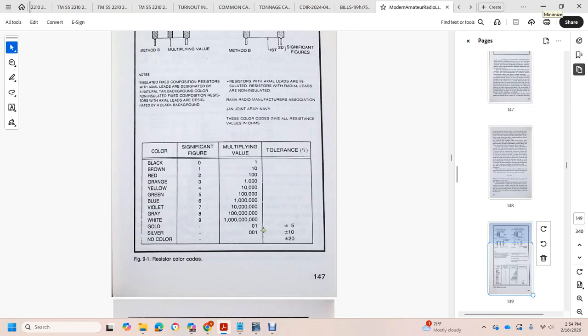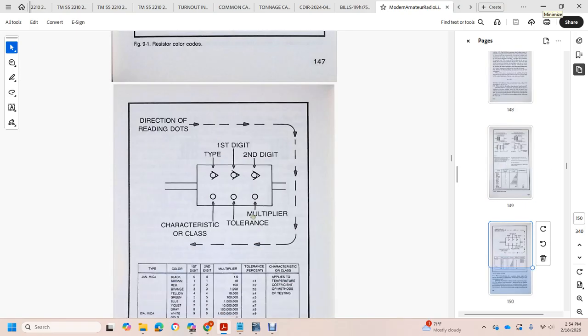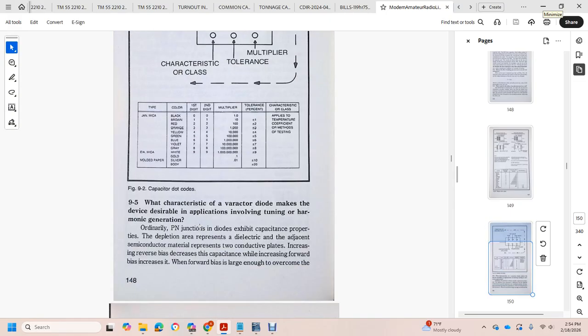Resistor color codes. Directions of dot for type, first digit, second digit, multiplier, tolerance, characteristic class. That's capacitor dot codes. The characteristic of the varactor diode makes it a desirable device for applications involving tuning and harmonic generation.